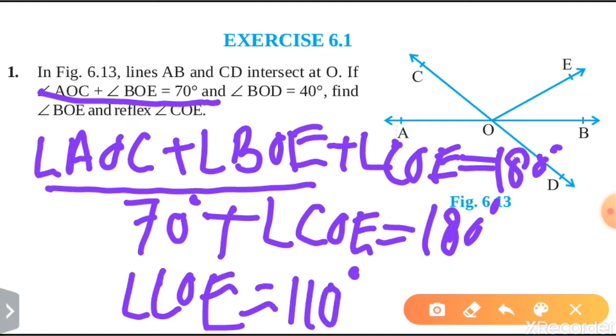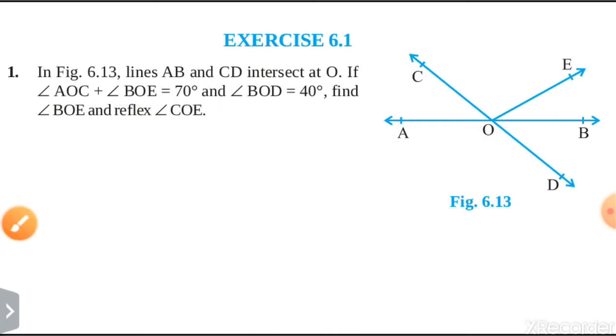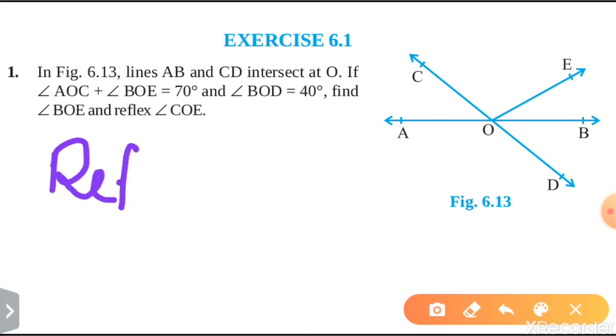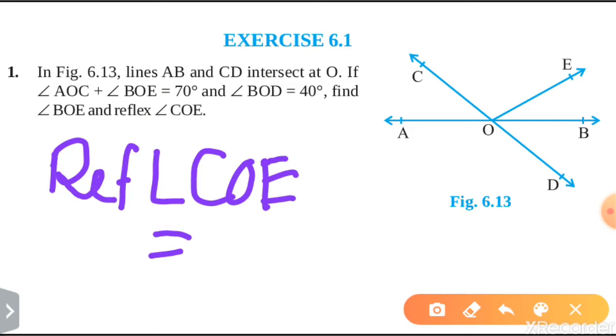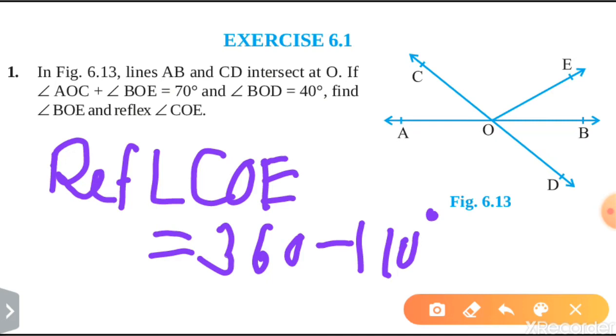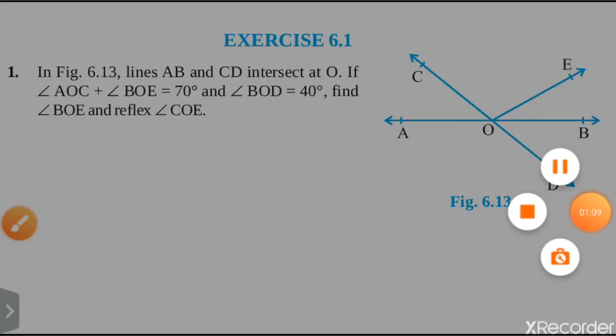But we don't require COE, we require the reflex of COE. So how will we find out the reflex of COE? We will write the reflex of angle COE is equal to 360 minus 110 degree. That means the answer is 250. 250 is the answer. Now move to the next question.